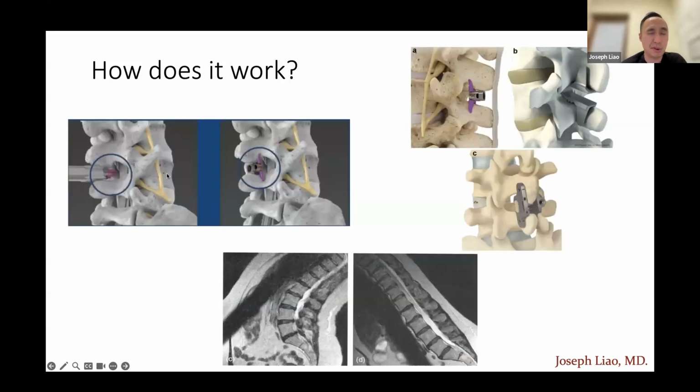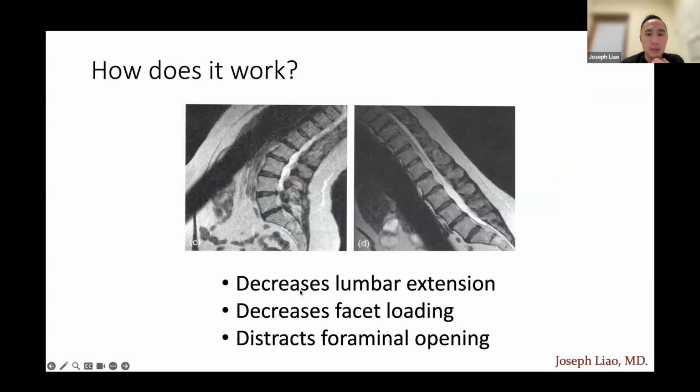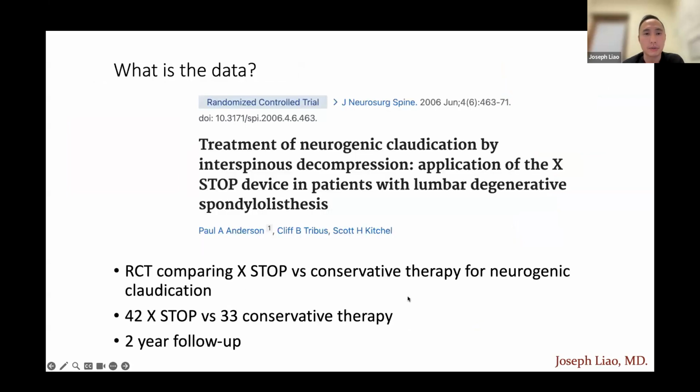So how does it work? Well, this image specifically is a picture of the Vertiflex device, but it's not unique to Vertiflex. All the other interspinous spacing devices will basically prevent the body from having too much extension where you're triggering the stenotic symptoms. So ultimately, it decreases lumbar extension. It also distracts the foraminal opening and also decreases facet loading.